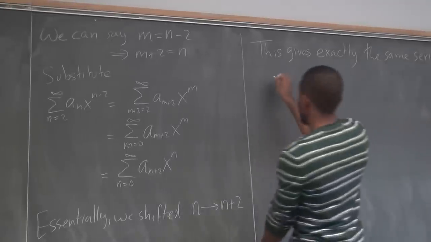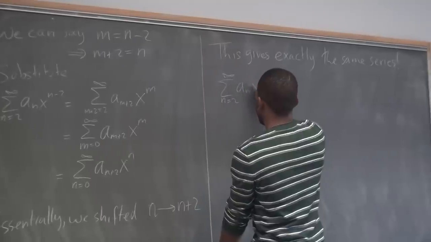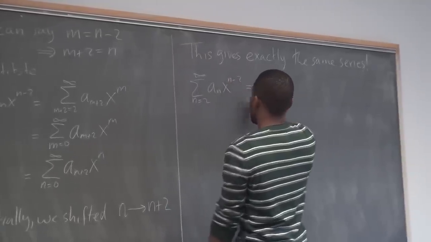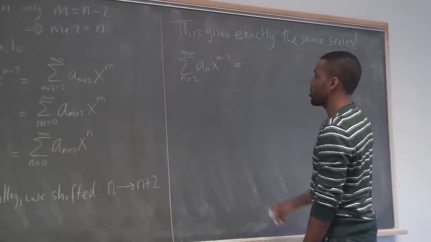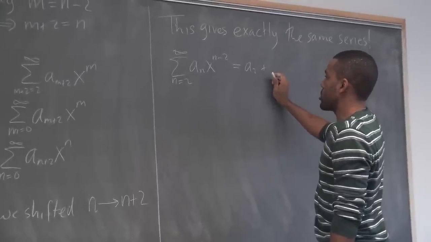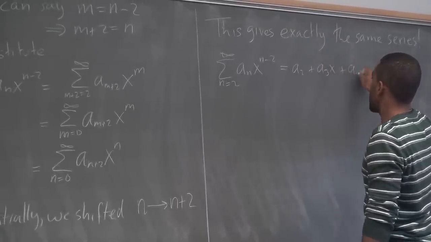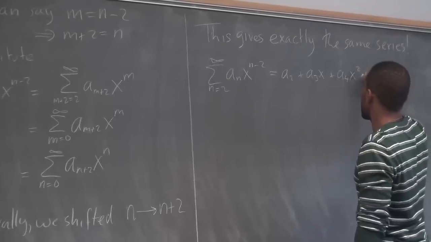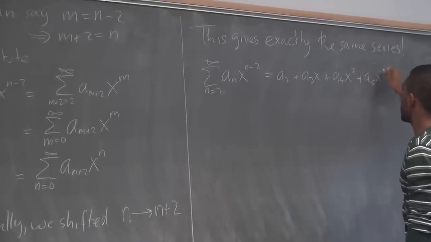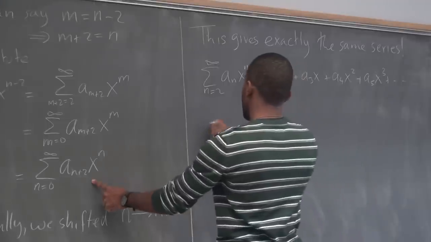You can even check it, right? If I had something like n equals 2 to infinity of a_n x to the n minus 2, we'll start plugging in values. When n equals 2, I would have a2. When n equals 3, I would have a3 x, and a4 x squared plus a5 x cubed, and so on and so forth. What does this series actually give me?